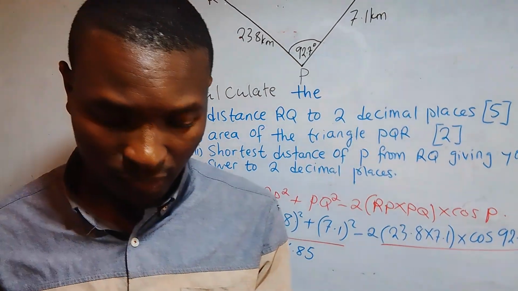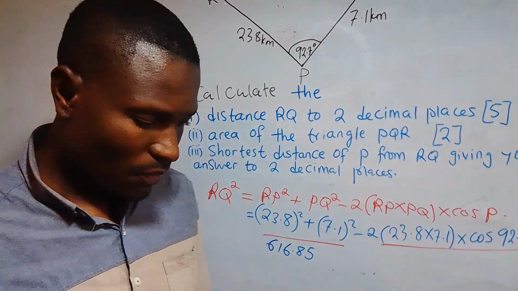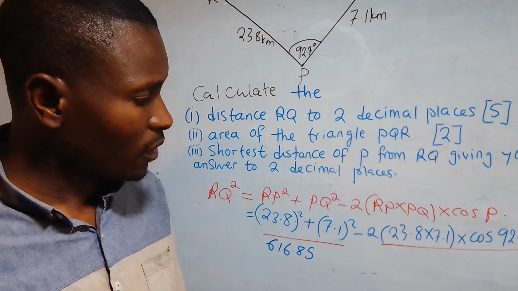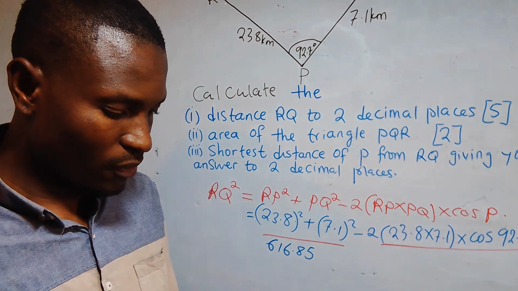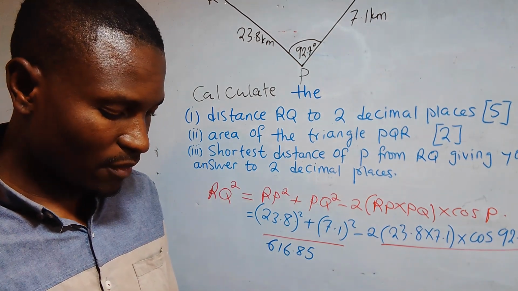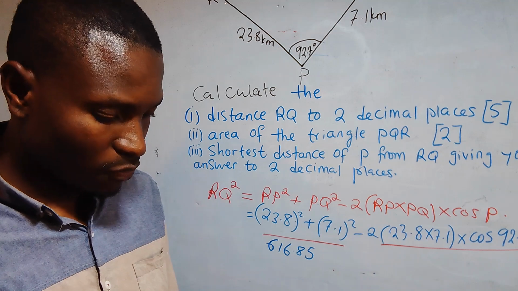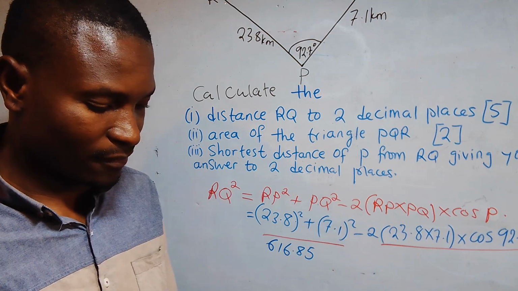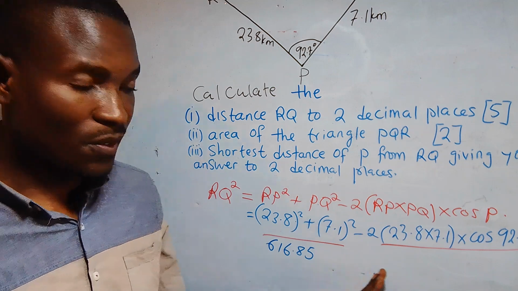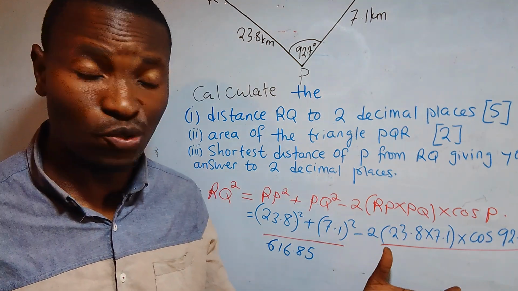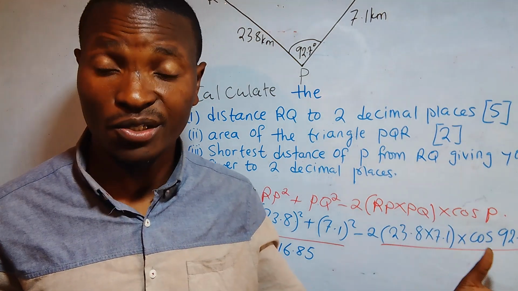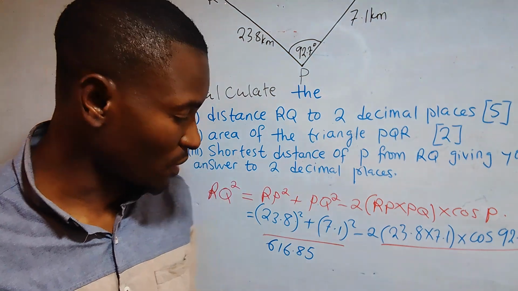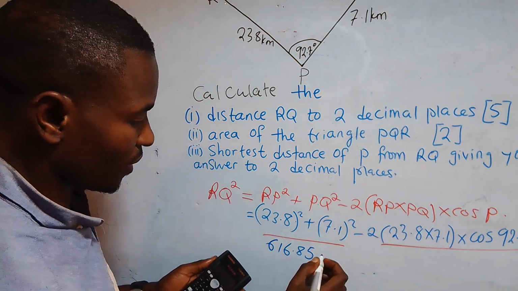Also negative 2 multiplied by 23.8 multiplied by 7.1 multiplied by cos 92.7. Okay, so once you punch from negative 2 all the way up to the cos of that angle, then we're going to actually get this number. So it's a positive number.